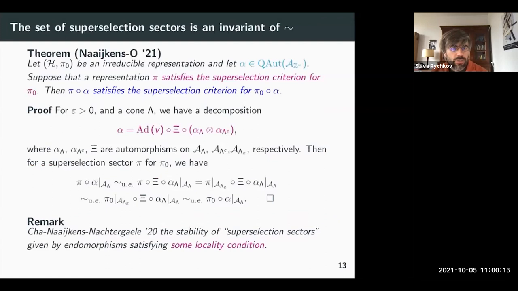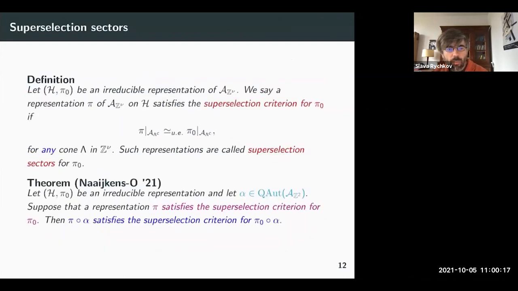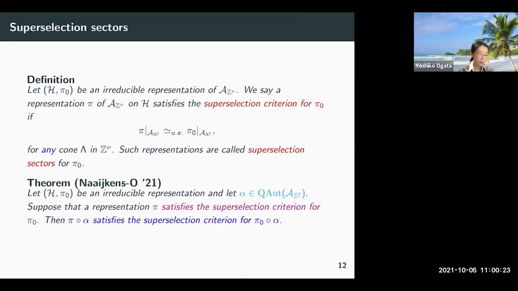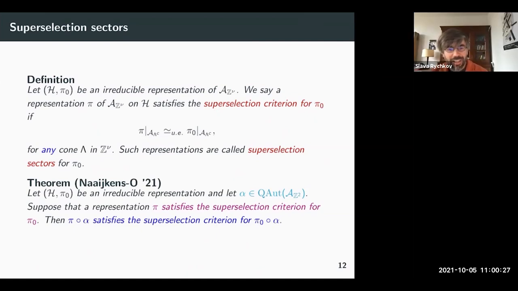I'm sorry, to interrupt you again, but can you explain why cone is a natural set to consider in this context? Why cone and not some other set? Like, why not cylinder or whatever? Or a ball. Why is it a cone? Why is it cone? Yes.